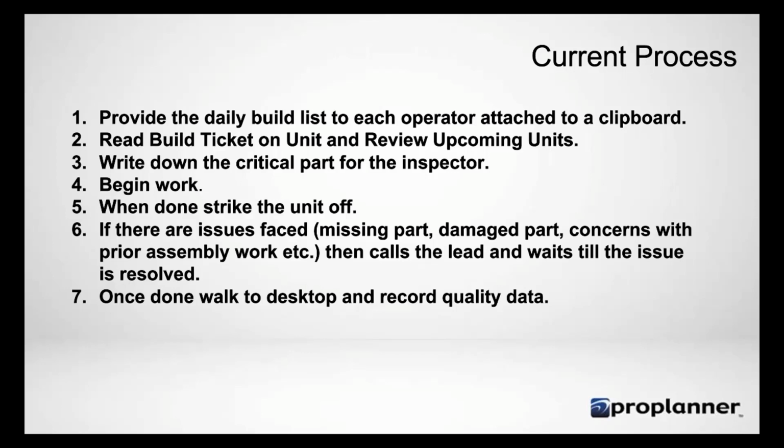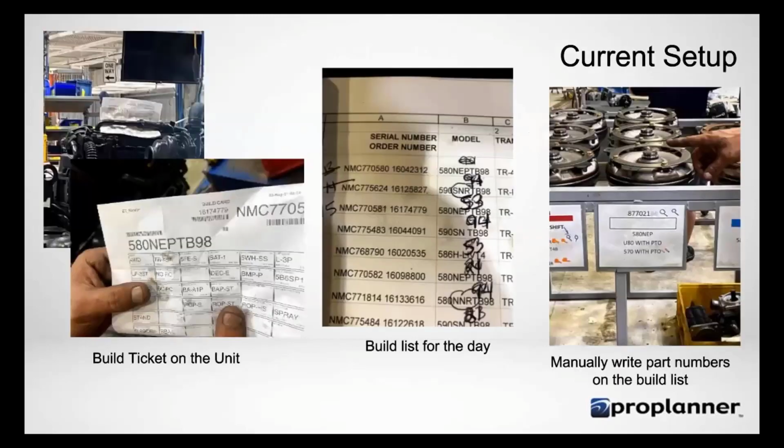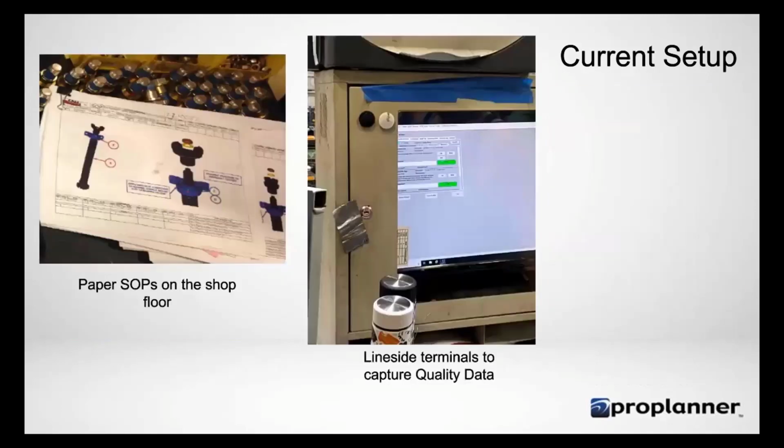And once all of this is done, they walk up to a desktop and type in some quality data. So visually, that's what it looks like. So there's that build ticket on the unit. There's the build list for the day where they're writing stuff down. And those are those critical components with big placards stuck on top, which also have to be managed with the right part numbers in front of the right piece there, and where they have to work through that. All SOPs or work instructions are paper-based, and there's a quality terminal far away from them where they have to input all this information.